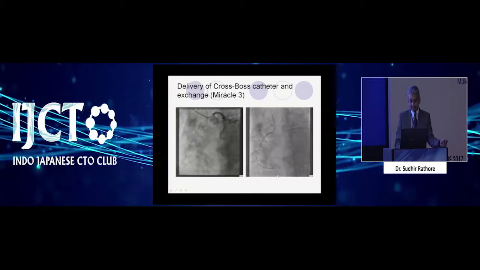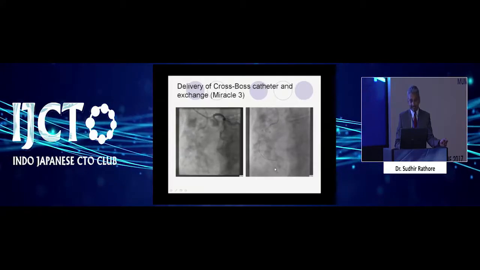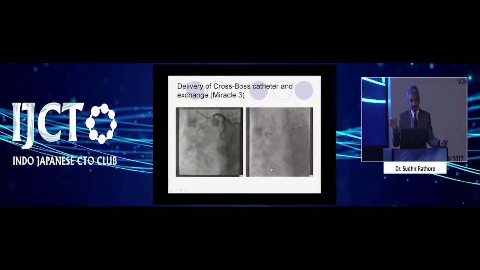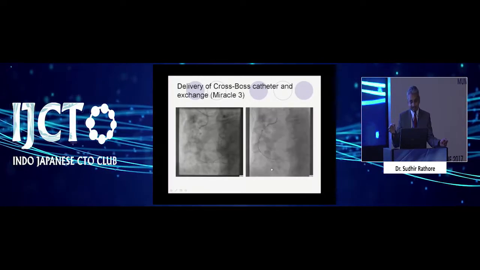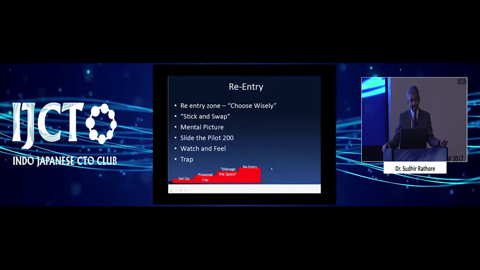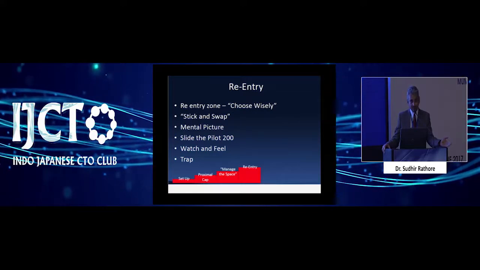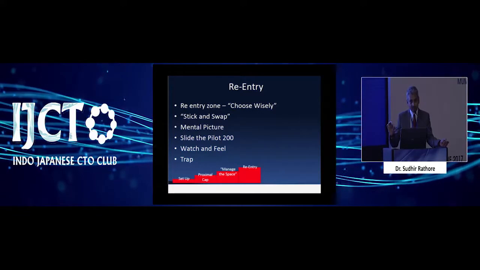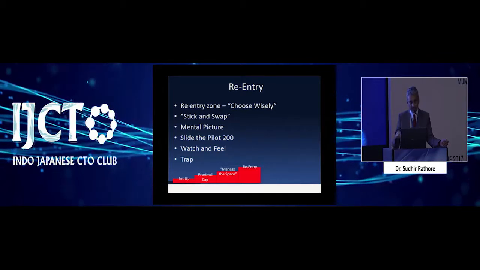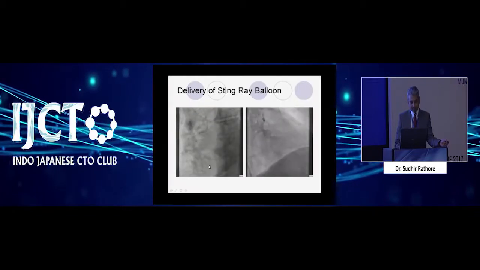The next step is to exchange the cross-boss with a stingray. You usually use a stiff wire like Miracle 3, leave it in place here so it doesn't move, and you exchange with a balloon trap in the guiding catheter, the cross-boss catheter, and then the second step is the re-entry zone. You have to choose wisely in the healthy segment. Some people stick in the true lumen and take that wire out and then enter the distal vessel with a pilot wire, or you can use the same wire. Then you can see here we've got the stingray balloon.